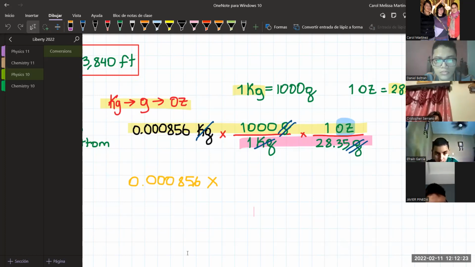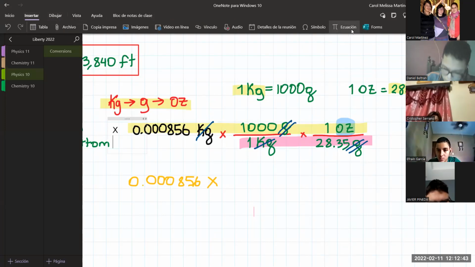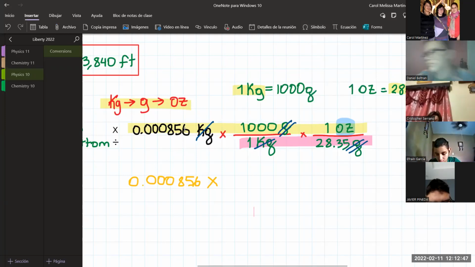Times what number? Guys, remember this. Everything in the top multiplies. Times 1000. Everything below is divided. Okay? So here we're gonna multiply times 1000 and then times 1.